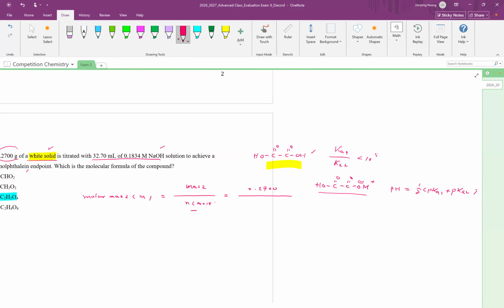Okay, now let's do that. So here is 3270 times 0.1834. Look at the data process. Then you multiply by minus 30. Why? You get the moles, right? So you get 45.0 for the moles. Now here it's not the moles. Why? Because the acid could have 1 proton or 2 protons.